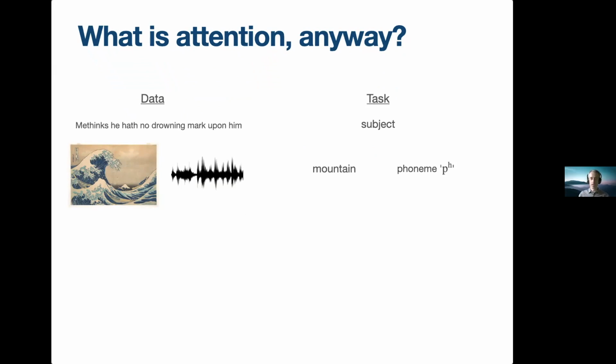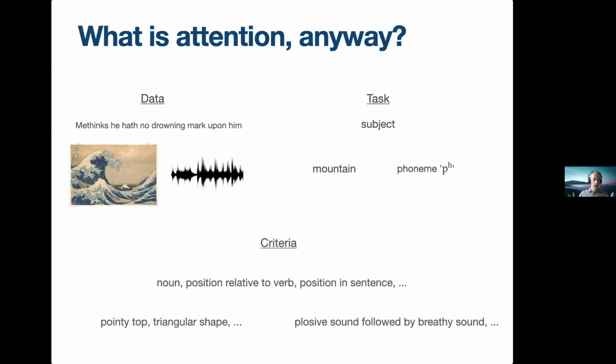How do we determine what is relevant? Well, that requires defining a task. We need something for it to be relevant to. So for example, when we're looking at a sentence, we might want to find the subject of the sentence. At a picture, we might want to locate the mountain. If we're looking at sound, we might want to locate the phoneme. Okay, so that's a task.